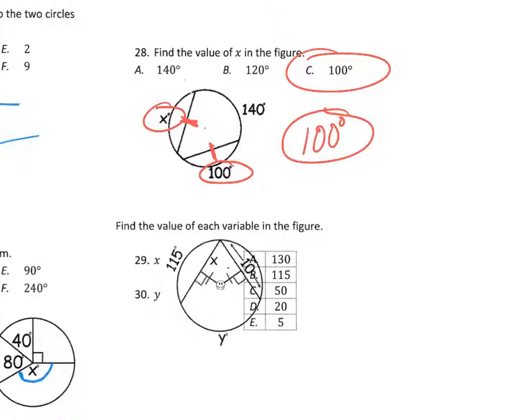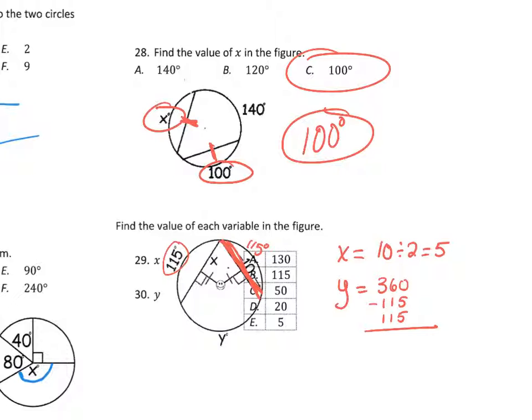Looking at 29, we just want to find x and y for both of these. Looking at the picture, if this whole thing is 10, what is half of 10? X is going to be 5. And then to find y, we know if this piece is 115, so is this piece. And a whole circle is 360. So I need to subtract off both 115s. And I end up with y being 130.